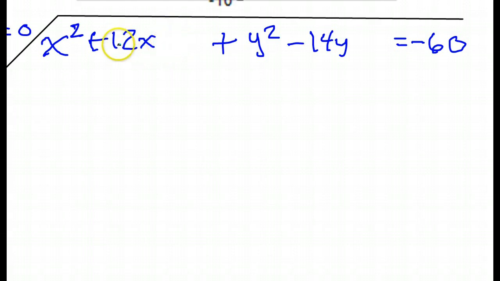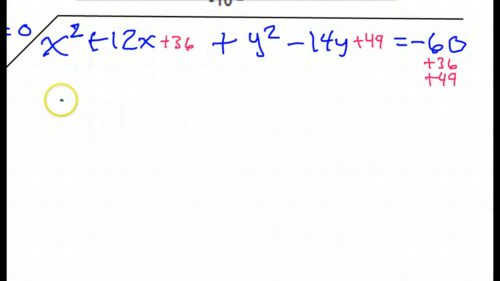Half the middle squared, remember? Half of this is 6. 6 squared is 36. Don't forget to add it to the other side. Got to do the same thing for the y's. Half of this is 7. 7 squared, 49. Add it to the other side.